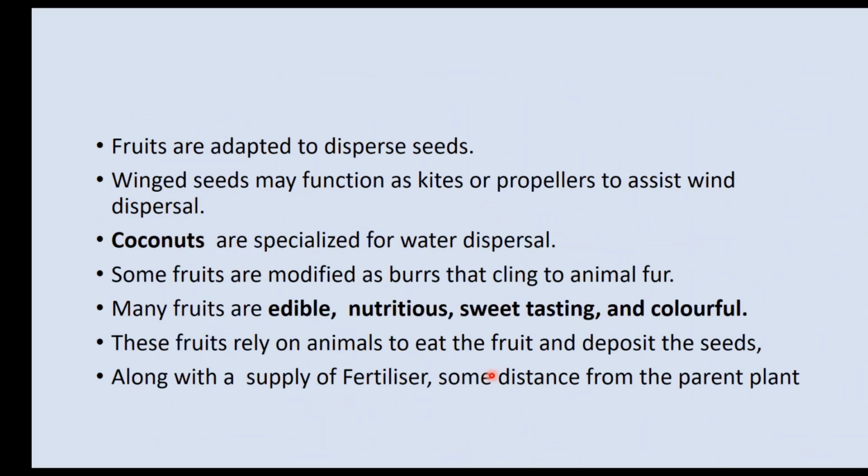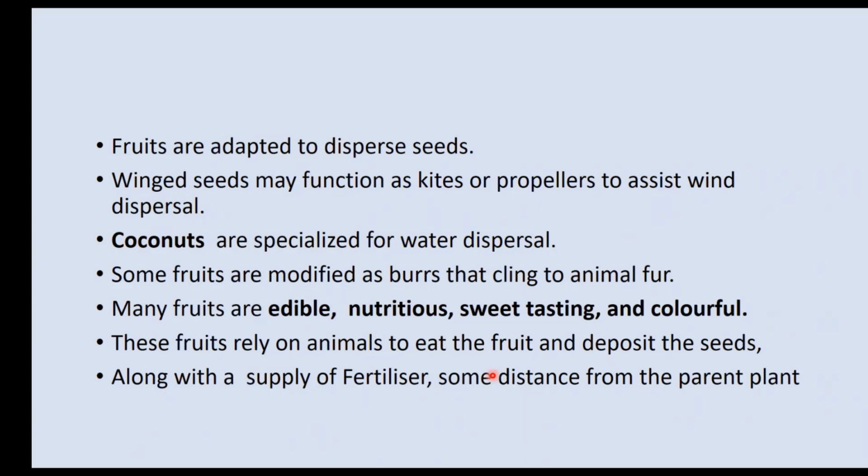Then fruits are adapted to disperse seeds. Wide-winged seeds may function as kites or propellers to assist wind dispersal, and coconuts, for example, are specialized for water dispersal. So the dispersal of seeds could be through wind, through animals, or through water, where they are eroded and then the seed is dispersed into another habitat. Some fruits are modified as burrs that cling to animal fur. That's another. So a question may ask you to describe how the process of seed dispersal comes about, and you will have to list all these possibilities of how a seed can be dispersed.